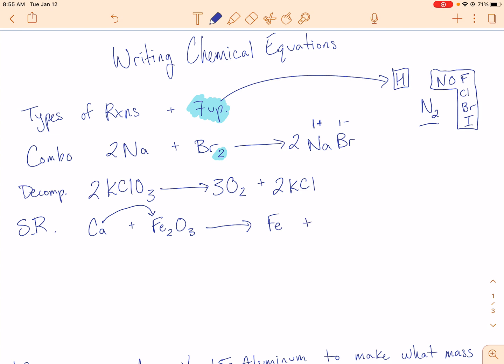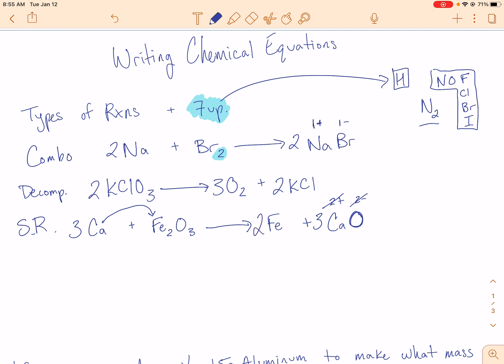And now the metal is with whatever that non-metal is. Again, anytime something's bonded, you need to check the charges. We have a 2+ and a 2- charge, so those end up canceling out. So it's just FeCaO. So to balance this, we will need a 3, and a 2.